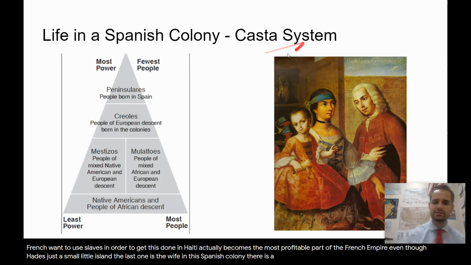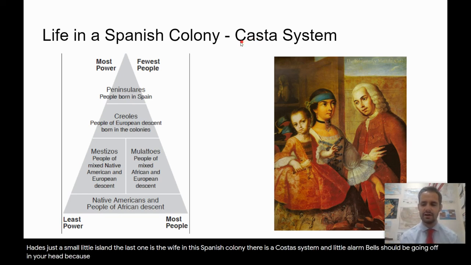There is a casta system, and little alarm bells should be going off in your head because casta sounds like caste, and that's what it is. When we study Hinduism, we went over the caste system. The casta system is the caste system, it's just in Spanish.